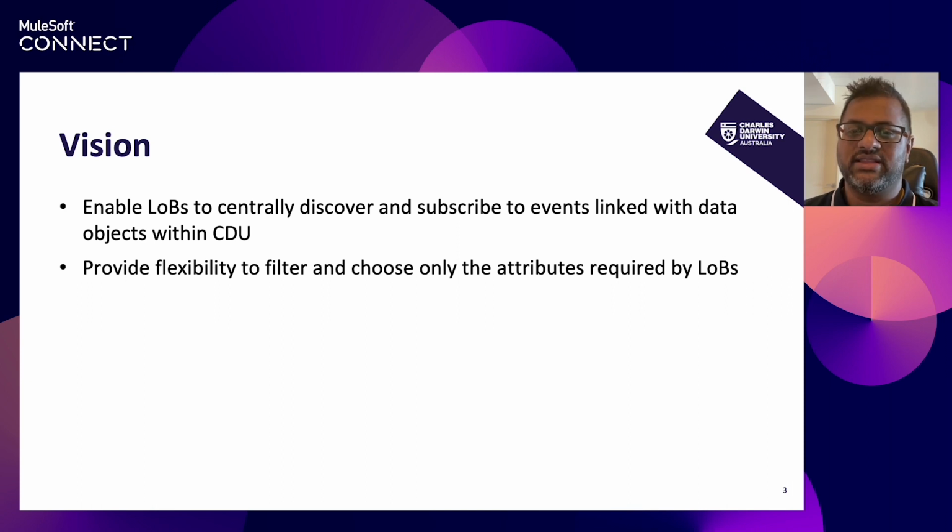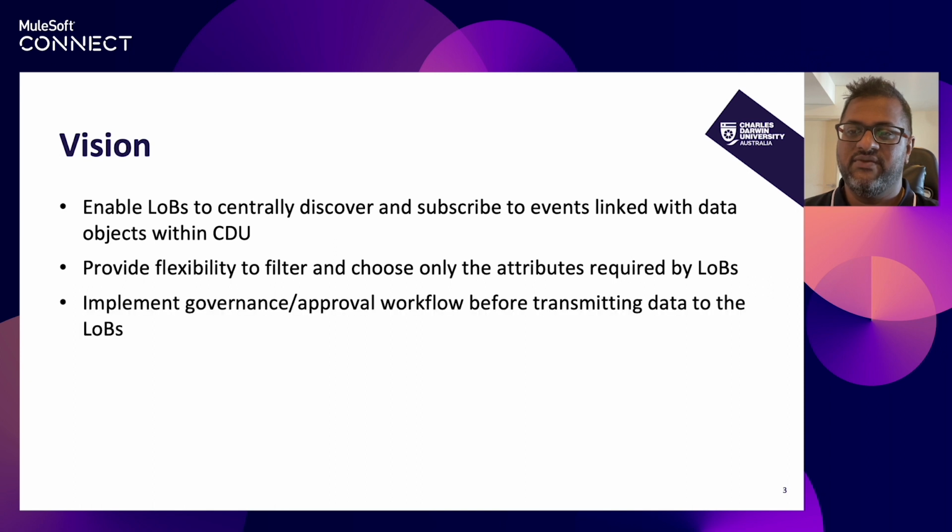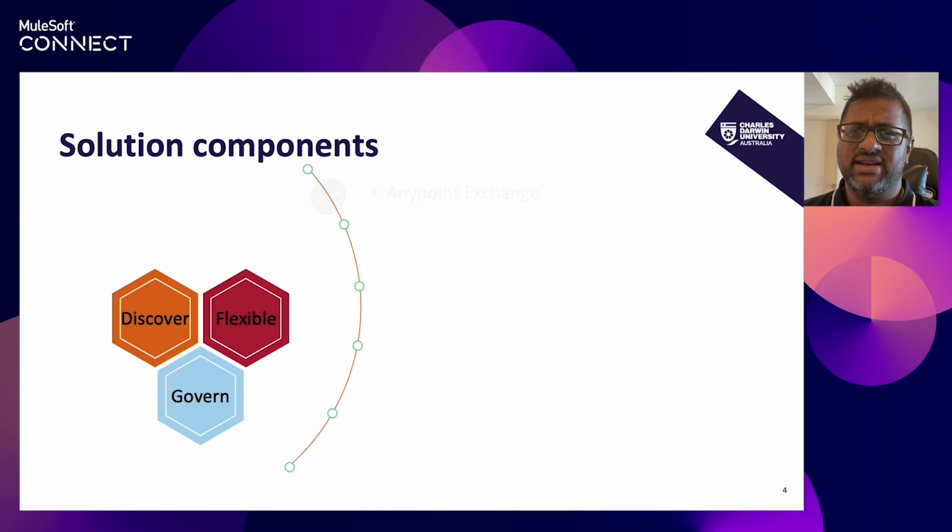And leading on from the second requirement, we wanted to implement a manual governance flow before provisioning any kind of data to the line of business. We want to ensure that there is approval from the data owner for the fields which are requested by a particular line of business. From the vision statement, we know what are the three key things which we are looking at. We are looking at discoverability, flexibility, and governance.